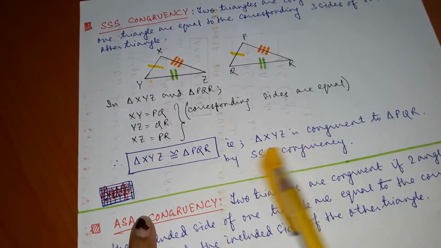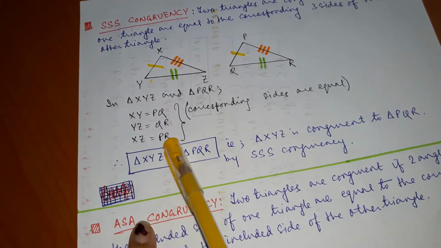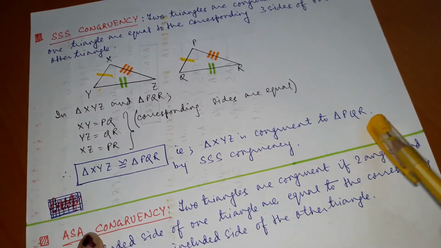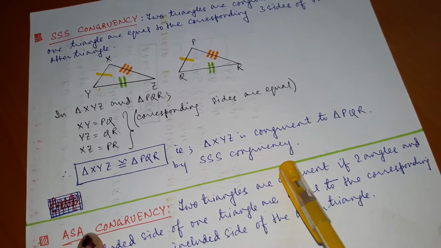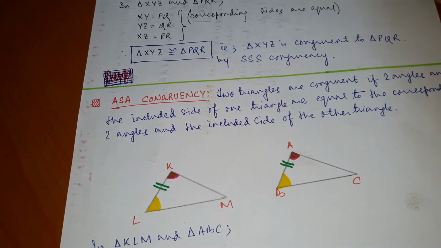This is the symbol of congruency. I talked about this in the last video. This is the symbol of congruency. That is, triangle XYZ is congruent to triangle PQR by SSS congruency. The next congruency is ASA congruency.